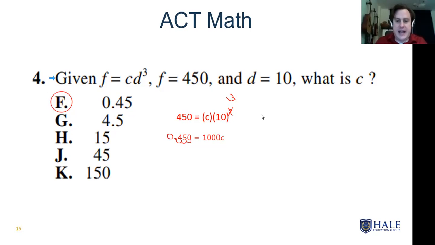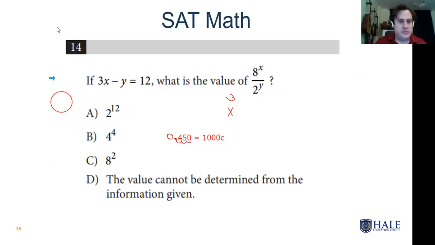Now let's take a look at how the SAT might ask a similar problem. And let's read this one. If 3x minus y equals 12, what is the value of 8 to the x over 2 to the y? Well, way more complicated. Well, let's see what we can do here. Okay, we've got 8 to the x over here.